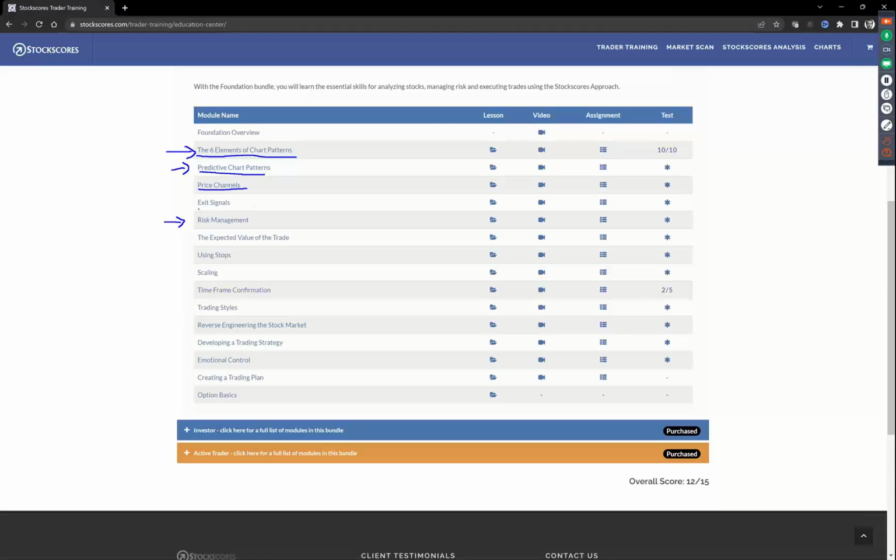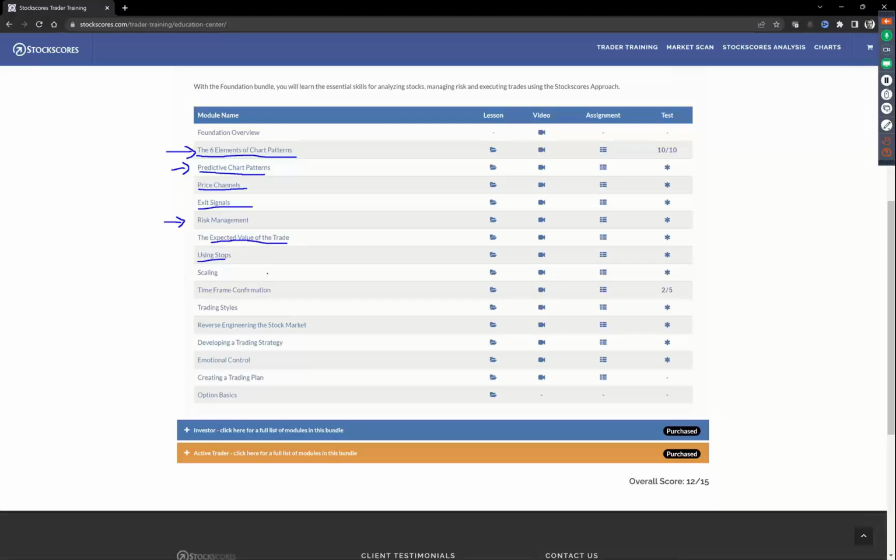It's not important. But eventually we're going to have to know when to sell. So there's the exit signals video. You need to have an understanding of the concept of expected value of the trade. And that particular trade has a positive expected value. You need to understand those terms. How to use stops.